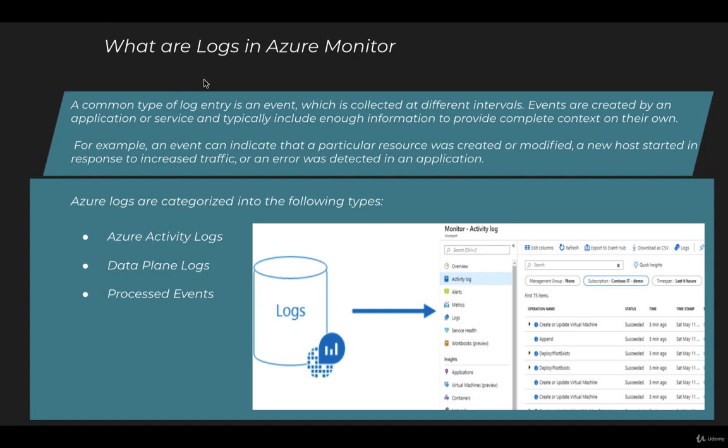Now we'll dig into what the logs in Azure Monitor are. We have already discussed Azure Monitor, but a common type of log entry is an event, collected at different intervals. Events are created by an application, service, or machine, such as a virtual machine, with enough information to provide complete context on their own. For example, an event indicates that a particular resource was created, like I discussed in the previous example, a virtual machine has been created or a security group has been deleted. Or a new host was created in response to increased traffic, or an error was detected in an application. All this information we have in the case of logs.